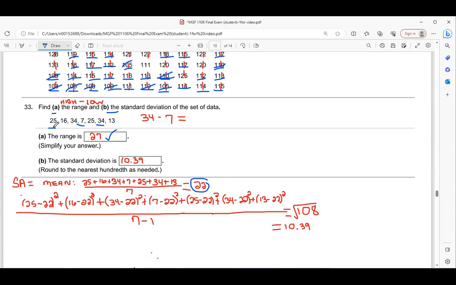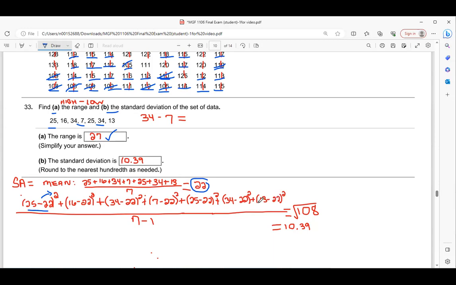So we want to know how far from the mean each of these digits is. 25, our first digit, we want to know how far it is from 22. So we subtract 25 minus 22. Once you take that difference, you want to square it. So 25 minus 22 squared. We're going to add the differences. We want to find how far 16 is from 22. So 16 minus 22 squared. And then our next number, 34 minus 22 squared, 7 minus 22 squared, 25 minus 22 squared, and then 34 minus 22 squared, and 13 minus 22 squared.